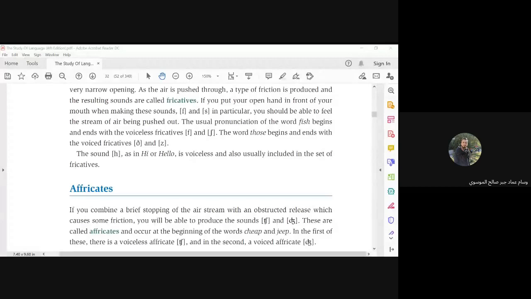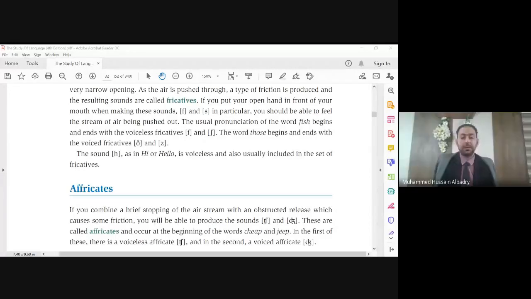Yes. Affricates: if you combine a brief stopping of the air stream with an obstructed release, which causes some friction, you are able to produce the sounds ch and j. So, for example, the sound ch, right? It is an affricate. It consists of what? Who can tell me what the ch sound consists of? Yes, thank you, Wissam. For example, ch, j. What does it consist of? Baneen Mir, you want to participate?